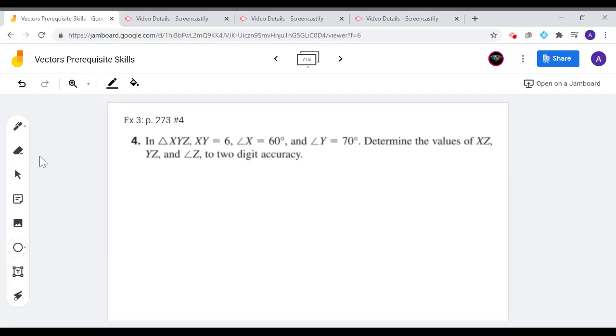Hello everybody, and welcome to our last video on vectors prerequisite skills, where we're going to talk about solving a triangle.